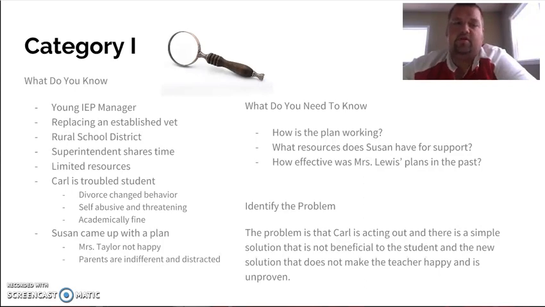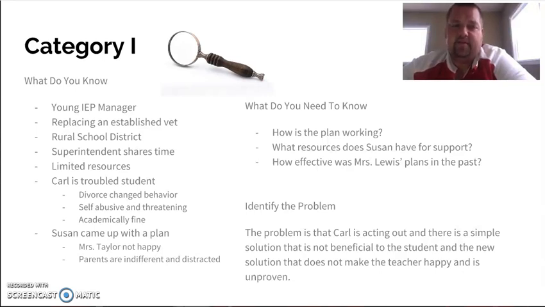What we know about Carl is that he's troubled. Since the divorce, his behavior has been erratic. It's been violent at some point. They feel like he is a threat to students and teachers alike. But academically, he is still on track and still able to succeed in the classroom.